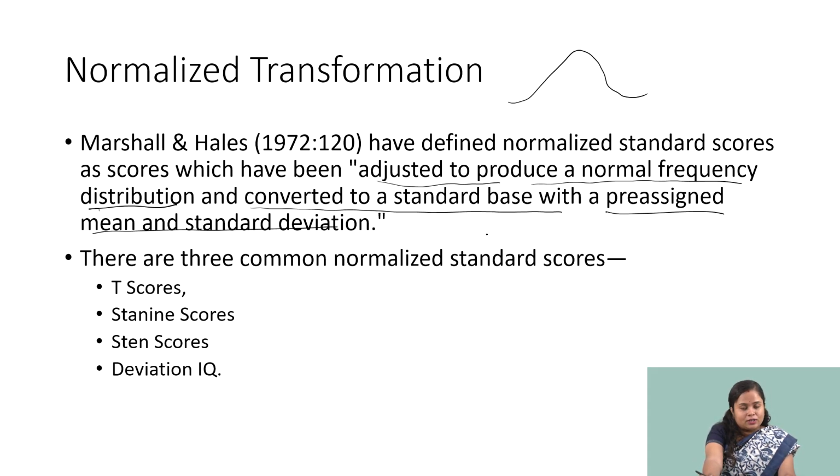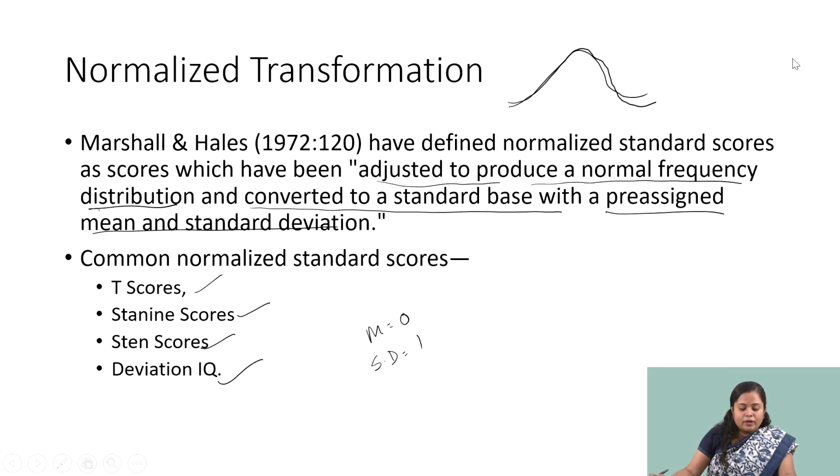Again, in normalized transformation, in all these scores, we have a fixed mean and standard deviation. Like for Z-score, the mean was 0 and the standard deviation was 1. Here in T-scores, stanine scores, and deviation scores, all have a fixed mean and standard deviation. So here we adjust the scores, we fit the scores on a normal distribution curve, and then we convert the raw scores into these standard scores on the basis of the fixed mean and standard deviation.